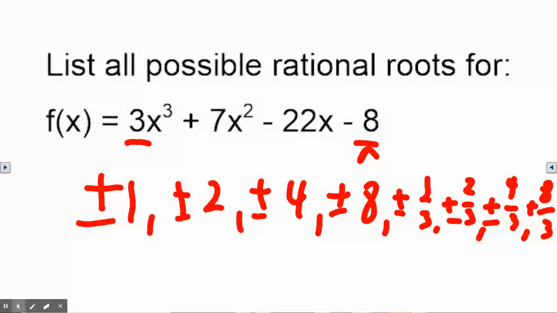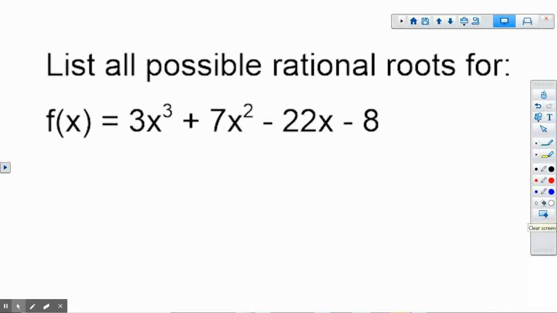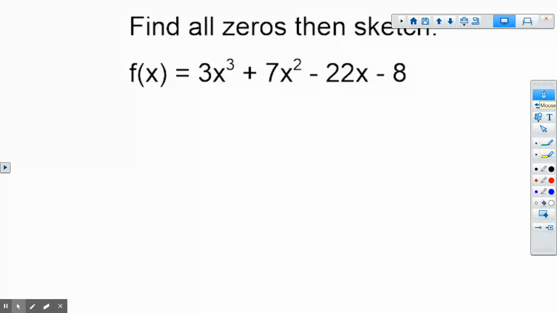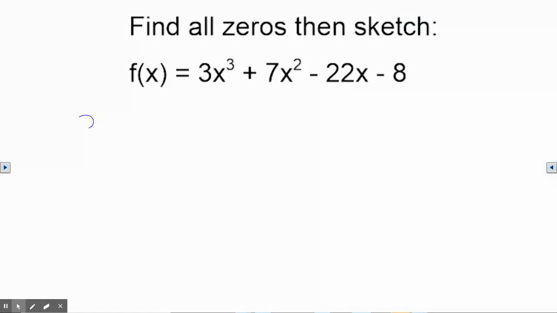I'm going to show you how you narrow down and find solutions for an equation based on this list, and also we can use graphing sometimes too. So let's see how that works. I'm going to take the same function, and I want to figure out the solutions, find all the zeros, and then sketch it. On this one, I would look at that list and go through using synthetic division until I found some that work.